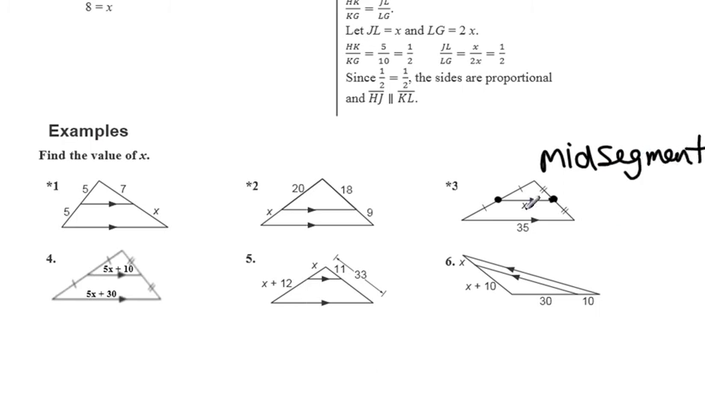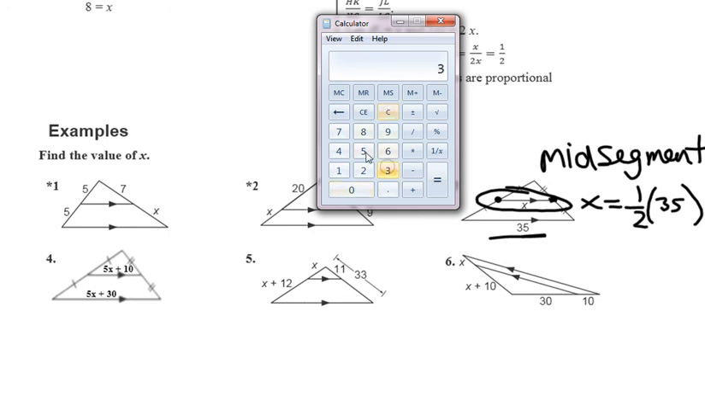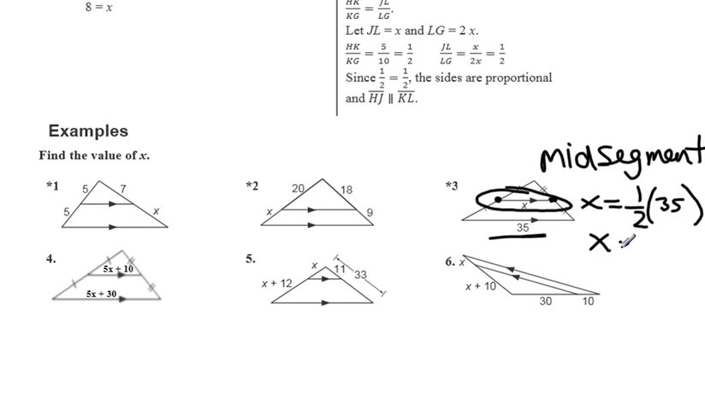And if you remember, a midsegment is half, so this midsegment x is half of the longer segment, 35. And half of 35 is the same thing as taking 35 divided by 2. So 17.5.